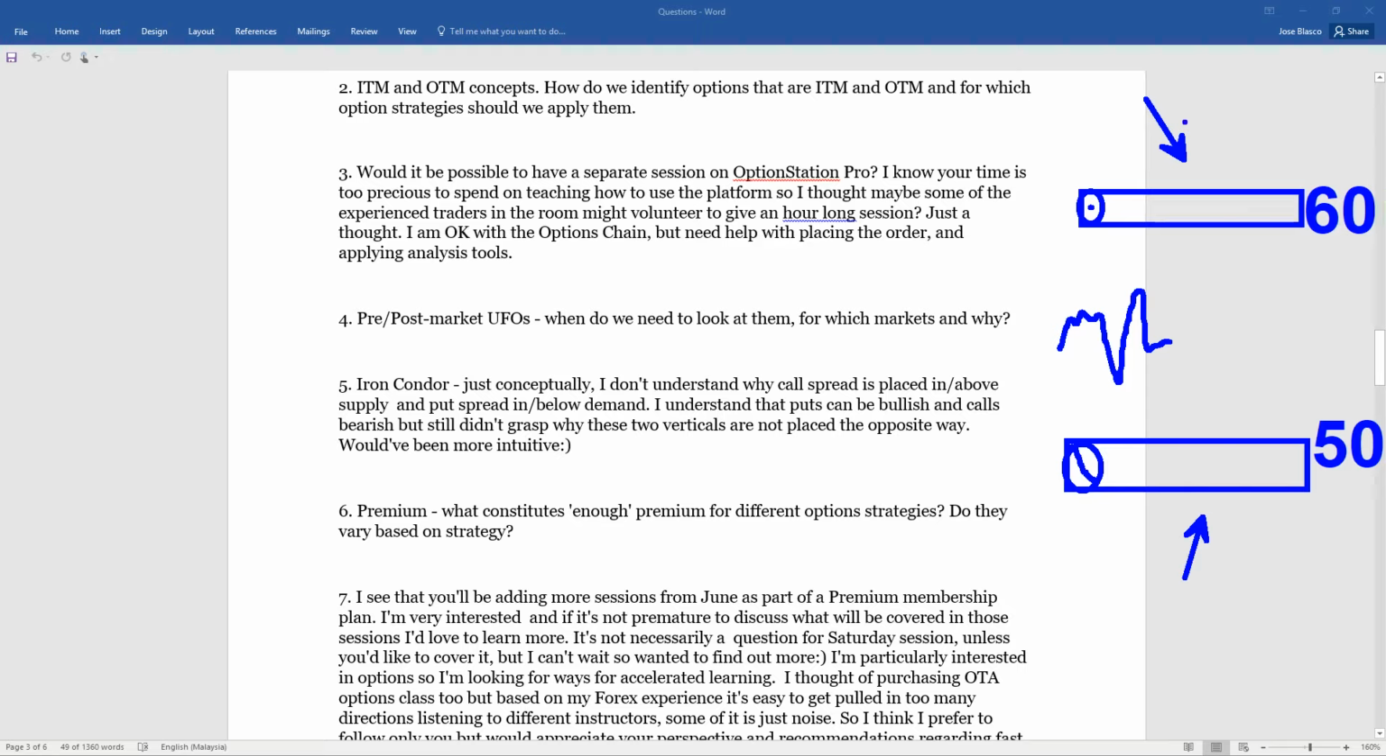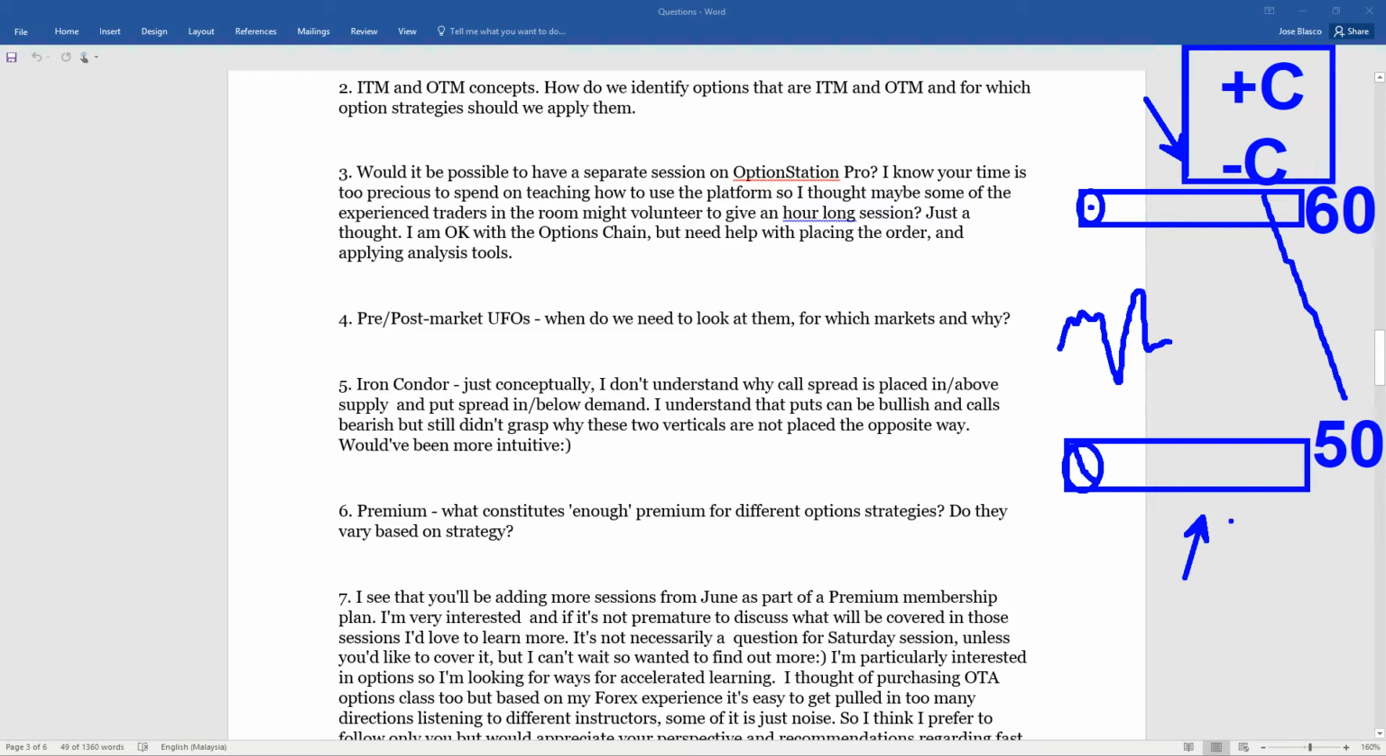So what would you do? You would do a call spread. You would buy a call and sell a call. Why? Because a call spread is bearish, correct? It's bearish. And therefore, as long as that stock is below 60, the call spread will pay you. Okay, the call spread will pay you.